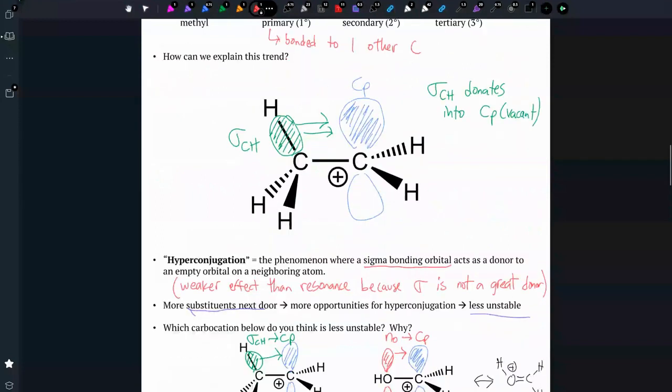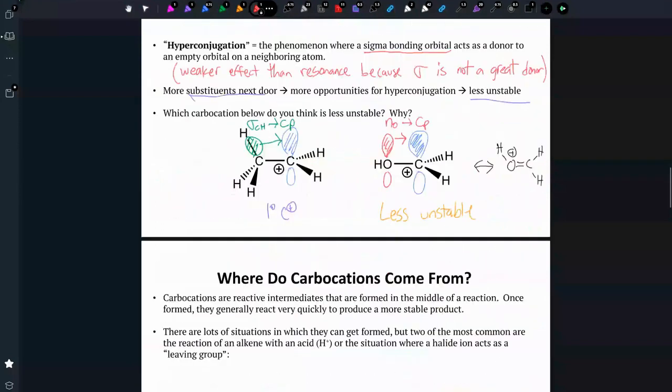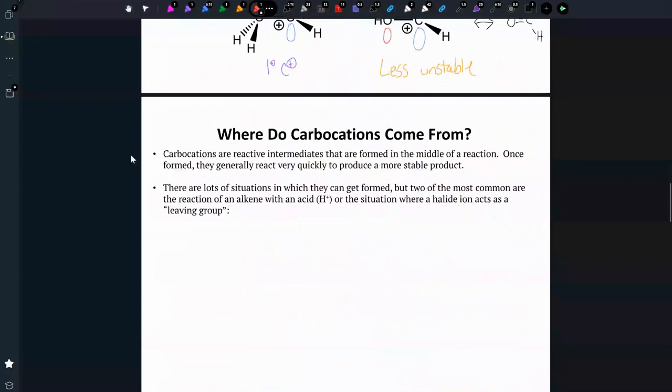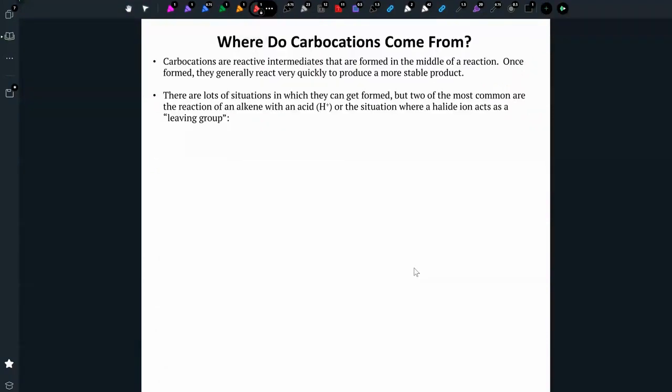I'm going to pause there, and then I'll pick it up and talk about how we actually form carbocations. When are you likely to see them? With the question of what situations would we see carbocations in? When will they actually show up?